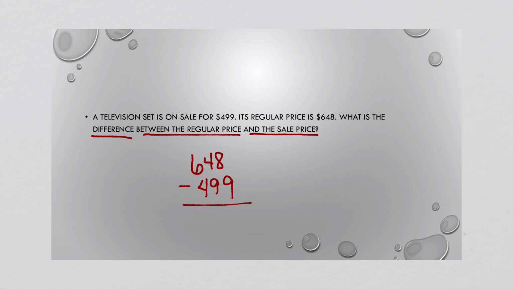So I've got to borrow 1 right here. 18 minus 9 is 9. Can't take 9 away from 3, so I've got to borrow again. 13 minus 9 is 4. 5 minus 4 is 1. So the difference between the regular price and the sale price is $149.